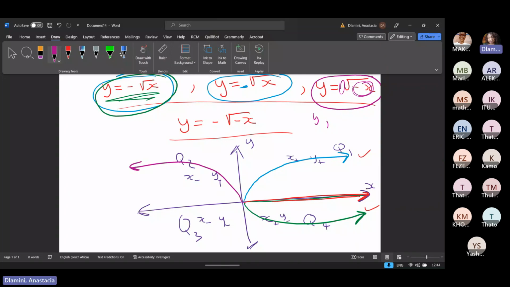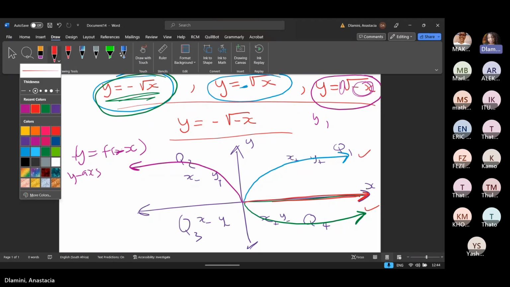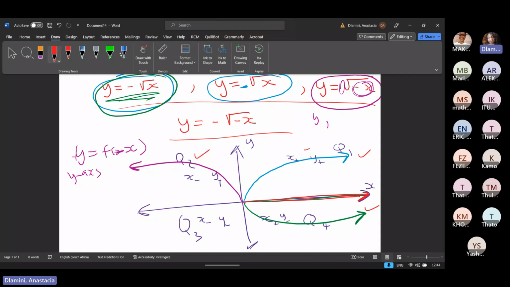According to our notes, if you have y equals f of negative x, this is the reflection about the y-axis. Is it true? Let's see. We're taking this and reflecting about the y-axis. Do you see that? So this one, y is negative, x is positive. How do you draw this?